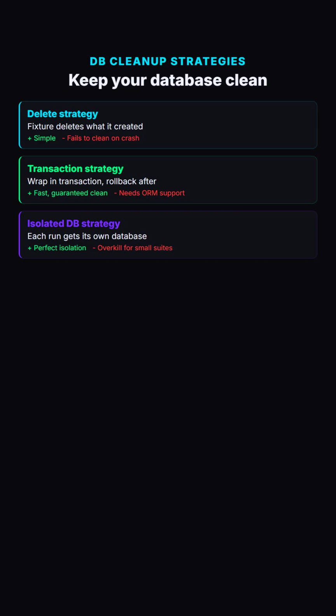The transaction strategy, wrap each test in a database transaction. After the test, roll back. Nothing is persisted. This is the cleanest approach and the fastest, because rollback is cheaper than delete. It works well with SQLAlchemy and Django ORM. It requires a bit of setup but pays off immediately.